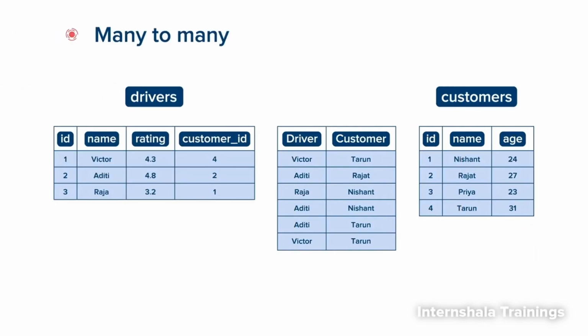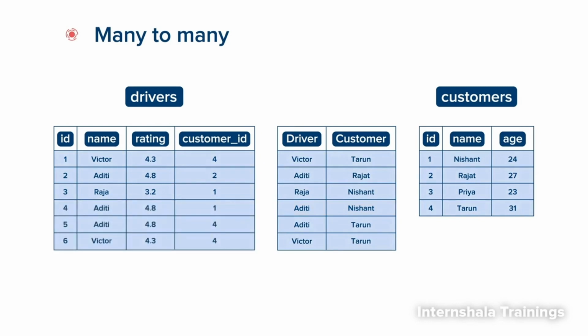Now, let's put the foreign key in the drivers table. If we again map based on the given information, we are again stuck at this point where we won't be able to map Nishant's ID with Aditi, as Aditi is already mapped to Rajat. Even if we add new rows for the remaining data, it will lead to redundant information. This means we cannot have a foreign key in either of these tables.